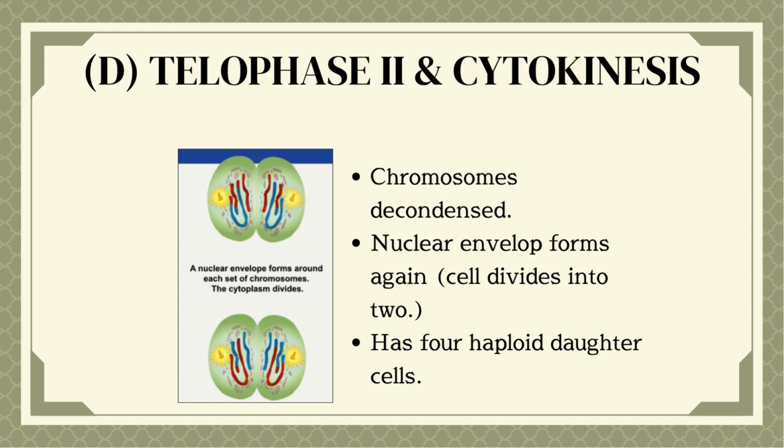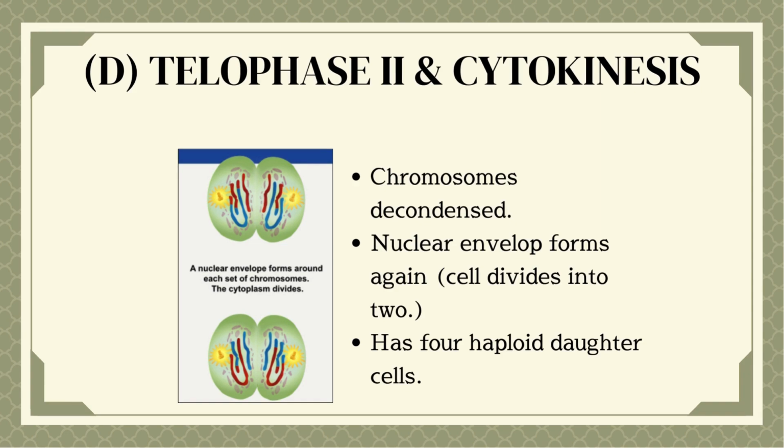Lastly, in telophase 2 and cytokinesis, these are the final stages of meiosis. In telophase 2, the chromosomes arrive at opposite poles. They condense, and new nuclear envelopes form around each set of chromosomes. Concurrently, cytokinesis divides the cytoplasm of both cells. This division results in four distinct haploid daughter cells, each with a single set of chromosomes. These cells are genetically unique from the parent cell and from each other.